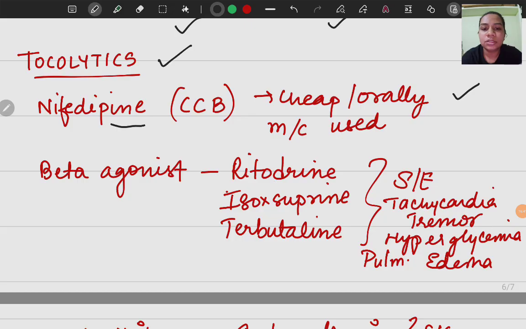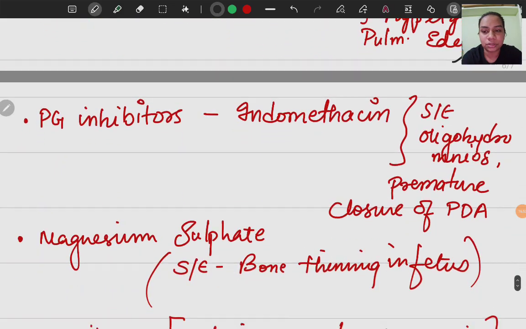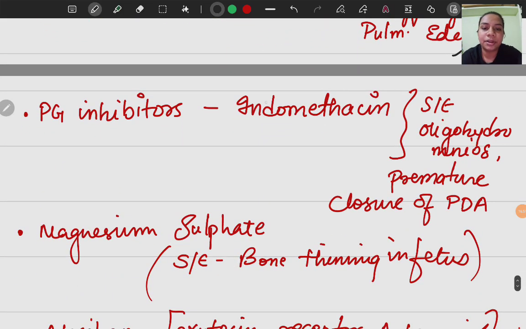Beta agonists: ritodrine, isoxsuprine, terbutaline. These have side effects, that is tachycardia, tremor, hyperglycemia and pulmonary edema. That is why we are not using these beta agonists. Then prostaglandin inhibitors, indomethacin. Side effects are oligohydramnios and premature closure of the PDA, ductus arteriosus. That is why we won't give indomethacin also.